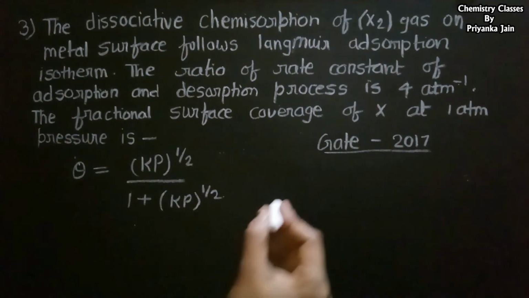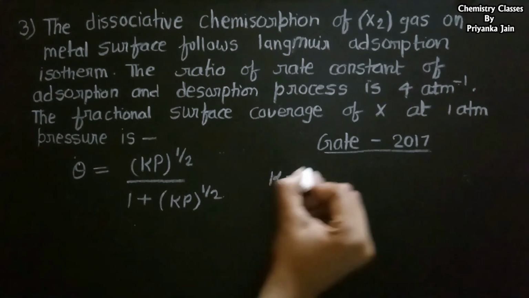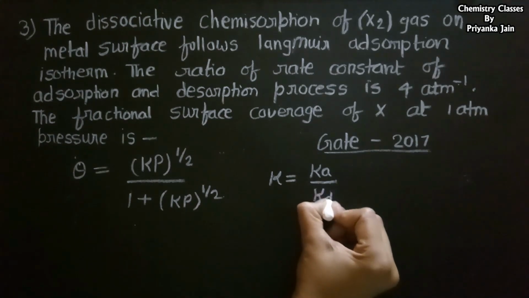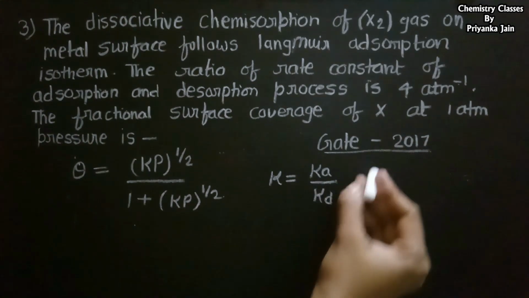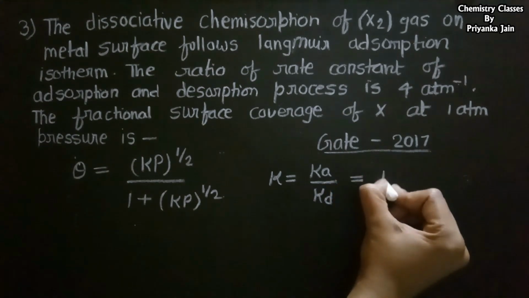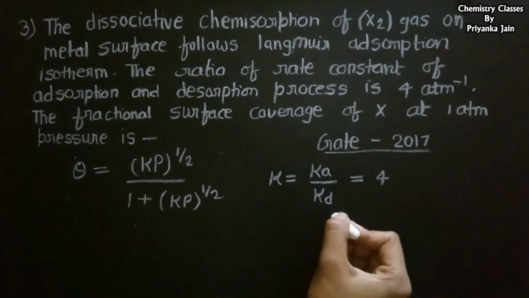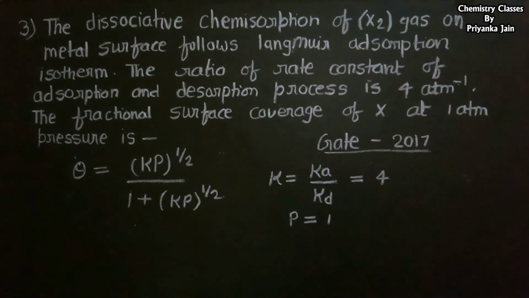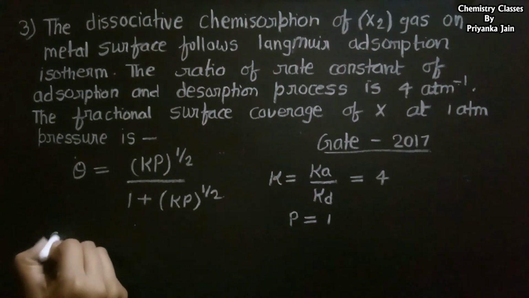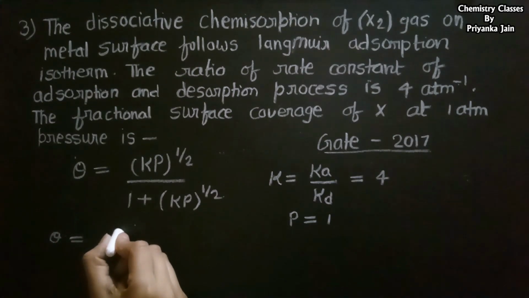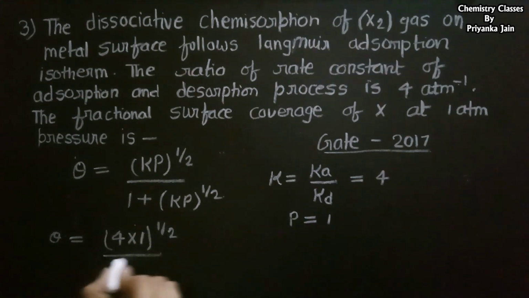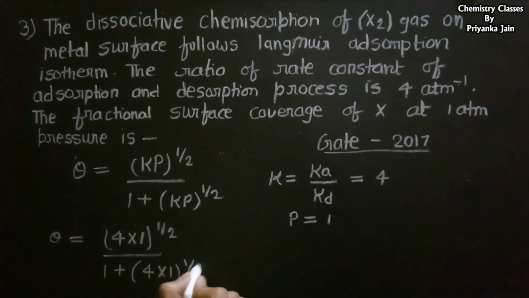Okay, here the value of K is given. K is equal to Ka upon Kd, rate constant for adsorption divided by rate constant for desorption. And this value is already given, and its value is 4 atmosphere inverse. And the pressure given is 1 atmosphere. So we can put this value and we can get our answer. Theta will be equal to 4 into 1 to the power half divided by 1 plus 4 into 1 to the power half.